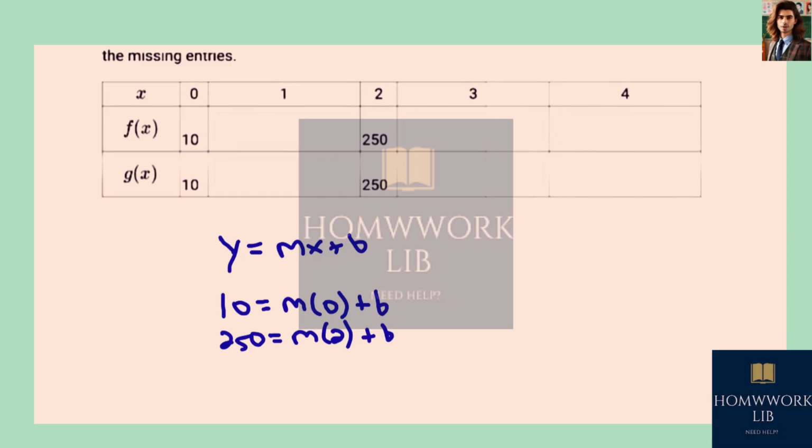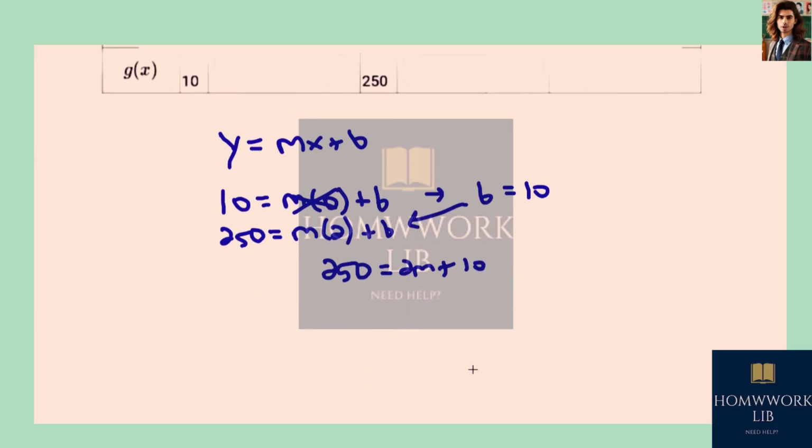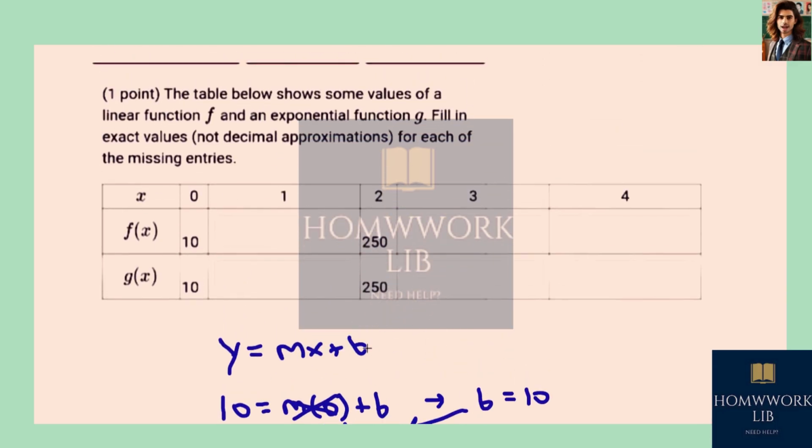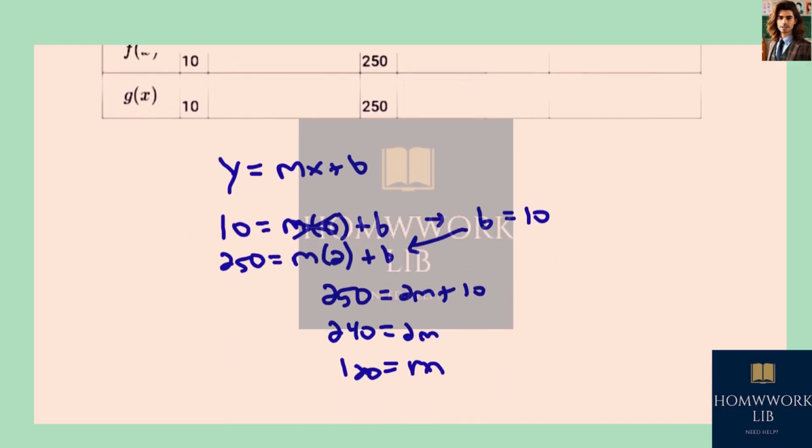Well, solving the first one, we get b equals 10 because that's going to cancel it out. And so we know b is 10. If we substitute 10 into the second equation, we get 250 equals 2m plus 10. Subtract 10 from both sides. Divide by 2 on both sides. 240 divided by 2 is 120. And this means our model for the linear would be f of x equals 120x plus 10.